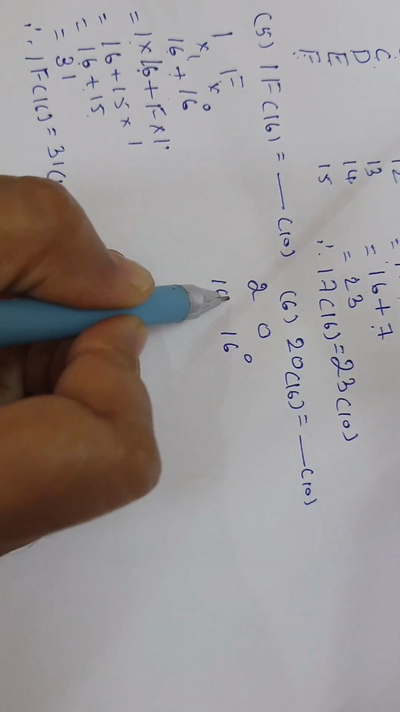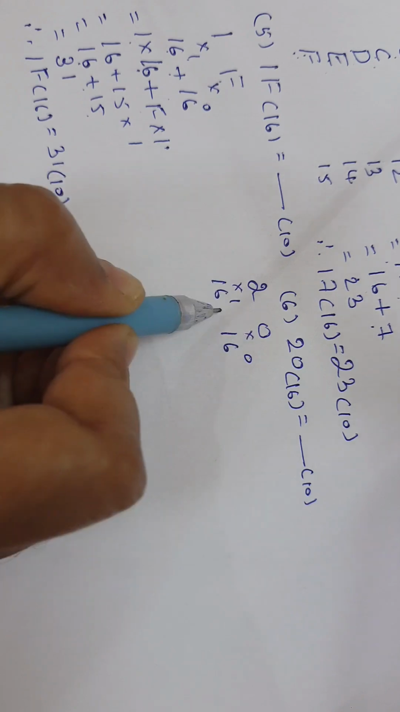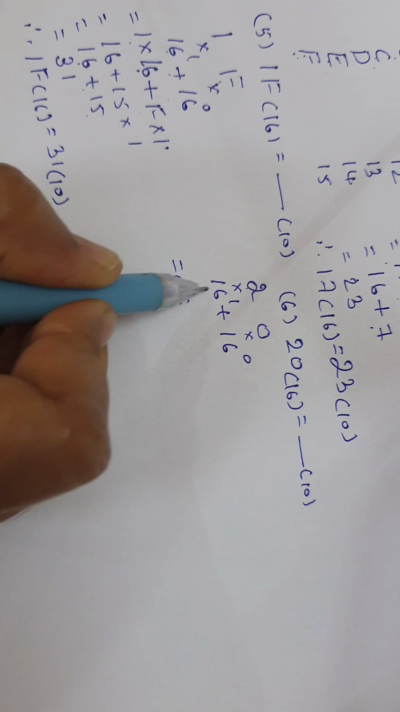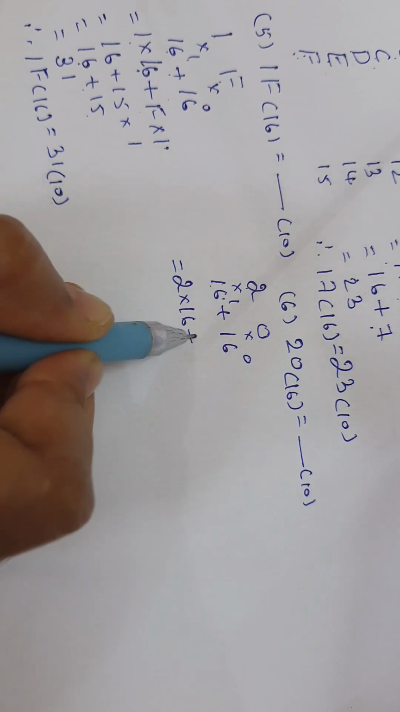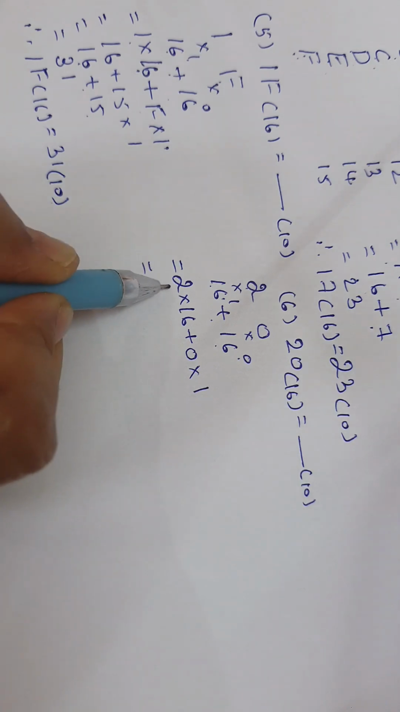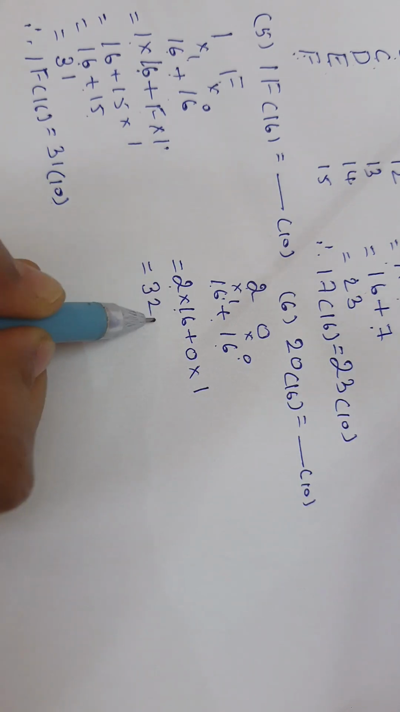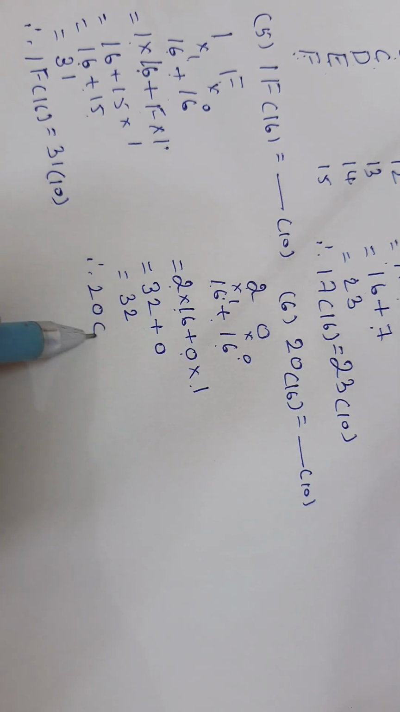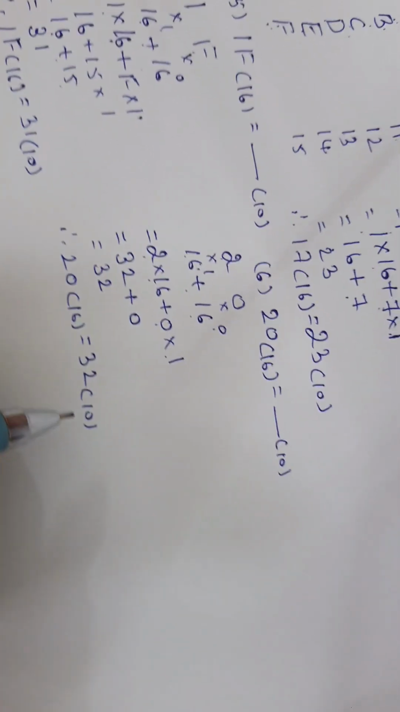16 raised to 0, 16 raised to 1. We'll have to multiply and next add here. Hence 2 into 16 raised to 1 is 16. Then plus 0 into 16 raised to 0 is 1. So 2 16s are 32. 0 into 1 is 0. The final answer is 32. Hence 20 in hex is equal to 32 in decimal.